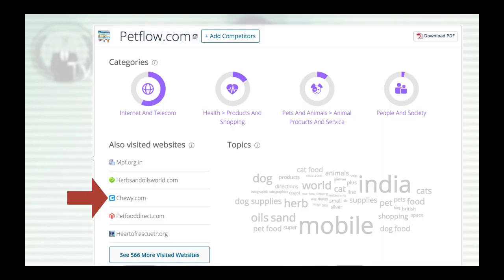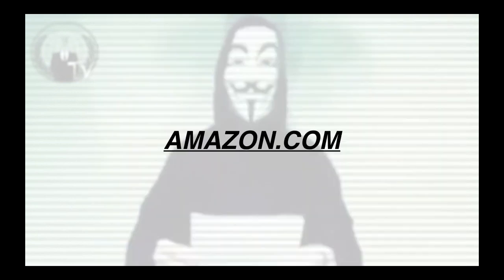Okay, I like SimilarWeb because we can enter petflow.com and we can get examples of other websites. So you can see here, people also visited websites like chewy.com, petfooddirect.com. Okay, and we can take these websites and we can find out more information from these websites.